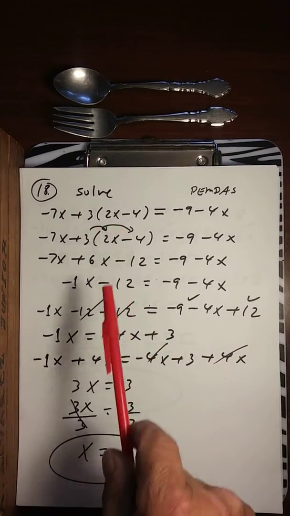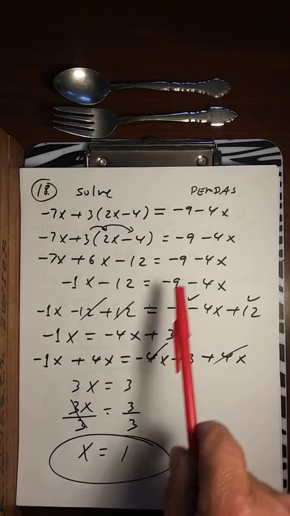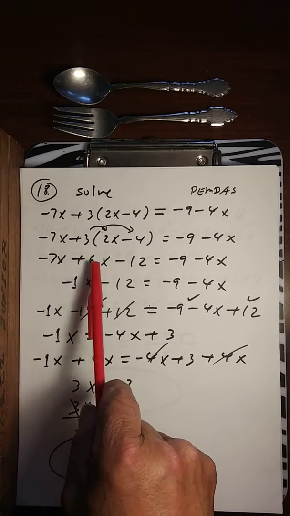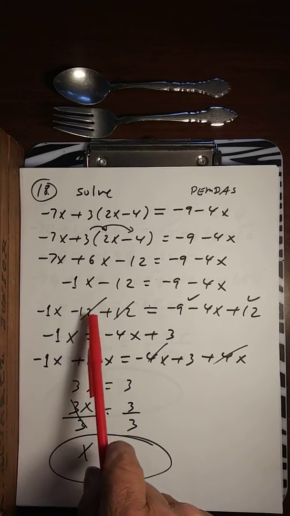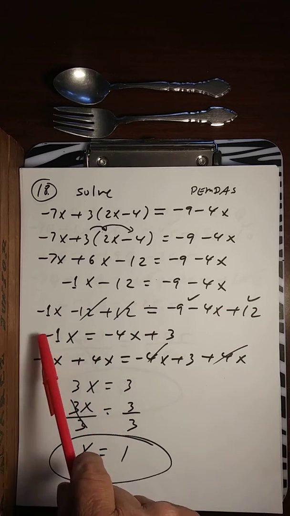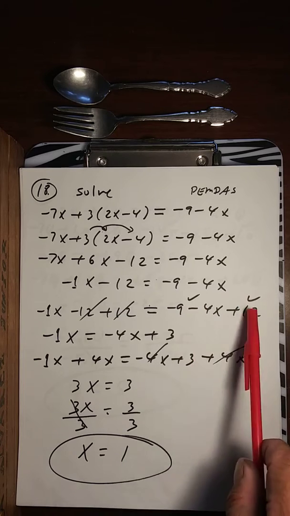Solve this. The distribution is first. So 3 times that is 6x, 3 times that, negative 12. Bring this down. So we have 6x, negative 7x is negative 1x, negative 12 equals this. So now add 12 to both sides. These are gone. So you have negative 1x equals negative 4x, and then this and this is a plus 3.